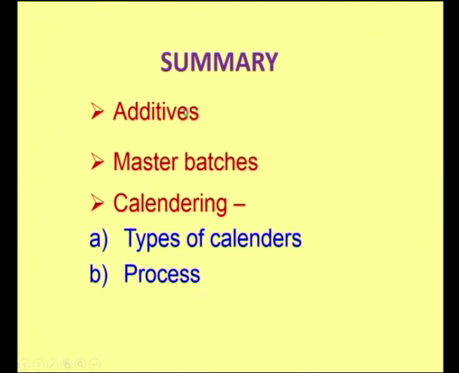To summarize, in today's class we have discussed additives, particularly examples of protective additives, anti-ozonants and lubricants, and then we have discussed master batch. What is master batch? Master batch is a ready-made polymer with additive. Then we have seen one important processing operation, which is calendering. What is meant by calendering? In calendering, we have seen the types of calendars that are available and a typical calendering process.